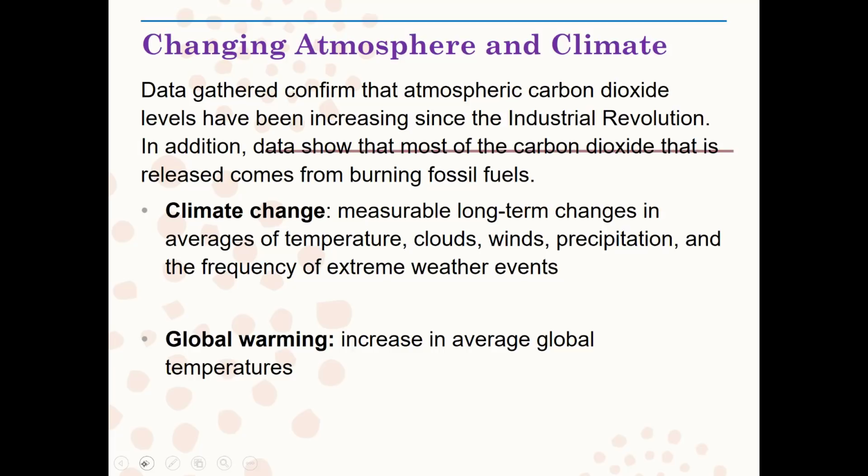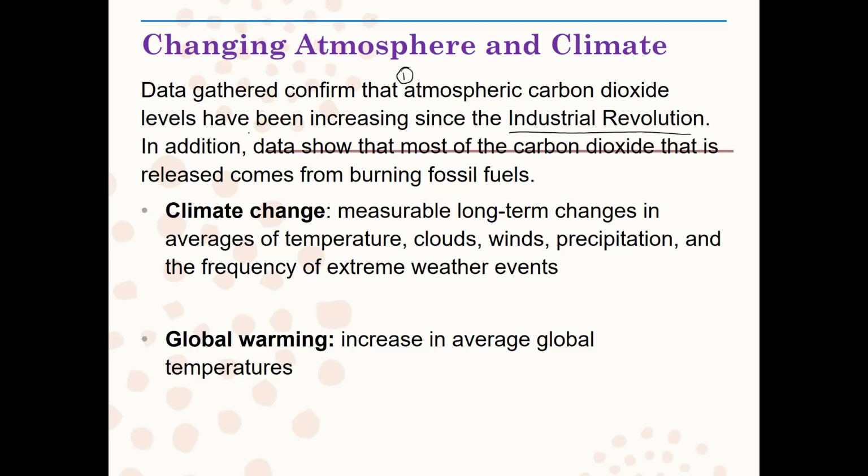Now, changing atmosphere and climate. So when we look at a couple bits of data, the first big thing is that the atmosphere's carbon dioxide levels have heavily been increasing since the Industrial Revolution. No surprise compared to what we talked about in Chapter 5 and the effect the Industrial Revolution had.